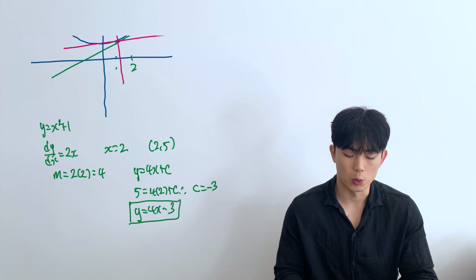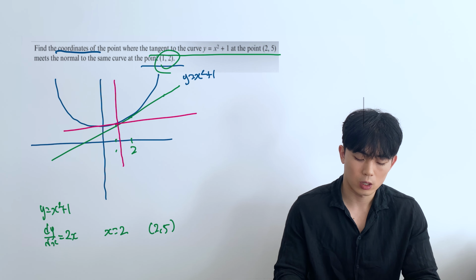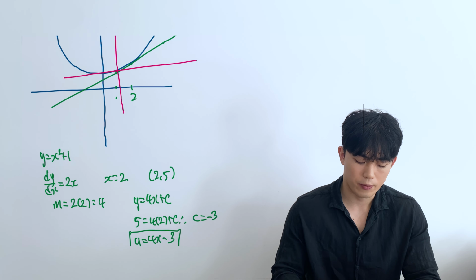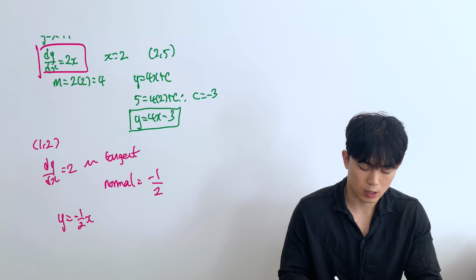We now have to find the normal one at 1, 2. So the same thing, we already differentiated it here, right? So we just have to plug in 1 into that equation. So dy by dx is equal to 2. And remember, this is the gradient of the tangent at that point. So if we want the normal one, then what we have to do is just do minus 1 over 2. So y is minus 1 over 2 x plus c.